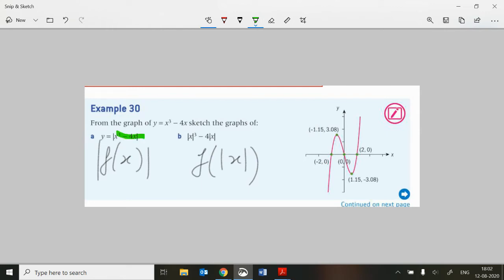So for this one here, we're going to adjust that, that's good, and everything else is going to go like that. So it's going to look like this, like that. So everything negative is going to be shifted upwards. So that's the first one.